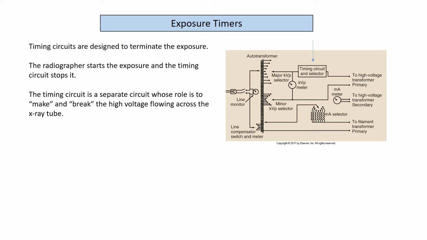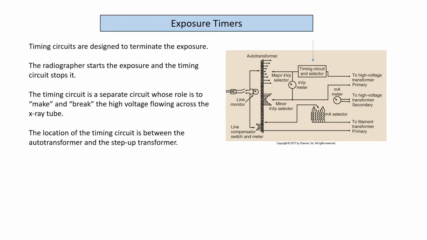The timing circuit is a separate circuit whose role is to make and break the high voltage flowing from the X-ray tube. So remember, it is going to stop the X-ray, or tube current, I should say, from flowing from the cathode to the anode. The location of the timing circuit is going to be, as I said, between the auto transformer and the step-up transformer. On most diagrams, it's going to be drawn as a rectangle somewhere between the auto transformer and the step-up transformer.